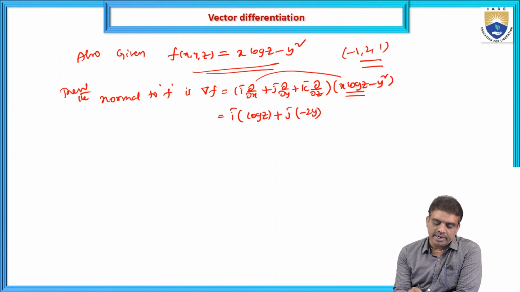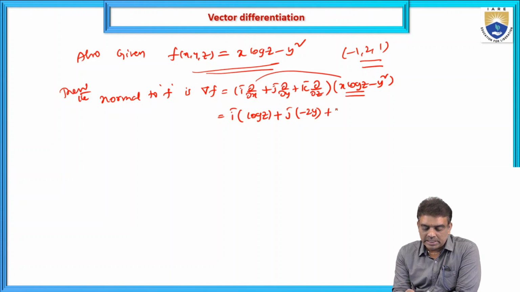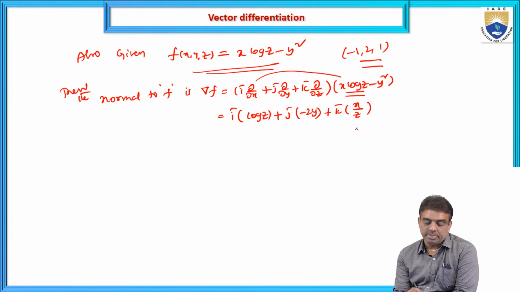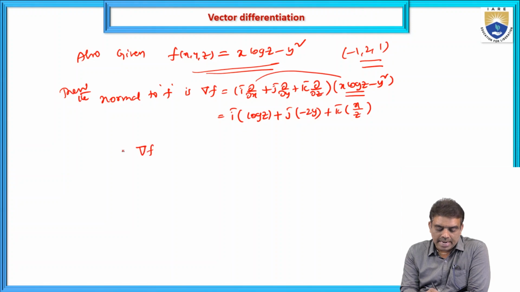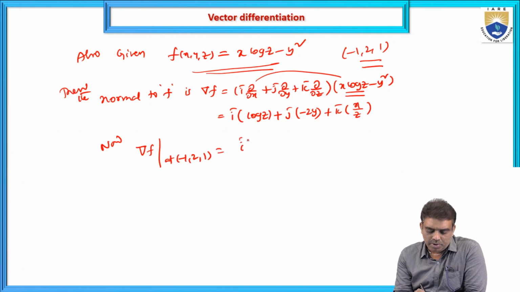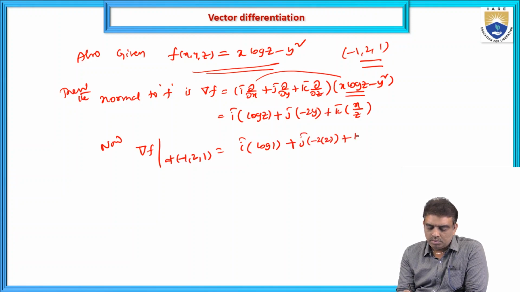In the first case, dou by dou x of x log z will be log z and the y square derivative is 0, plus k bar into dou by dou z of the entire term, that is x by z, the y square term is 0, log z derivative is 1 by z into x, that is x by z. Now grad f at the point minus 1, 2, 1 is equal to i bar into log 1, z is 1, so log 1, plus j bar into minus 2 into 2, plus k bar into minus 1 by 1.